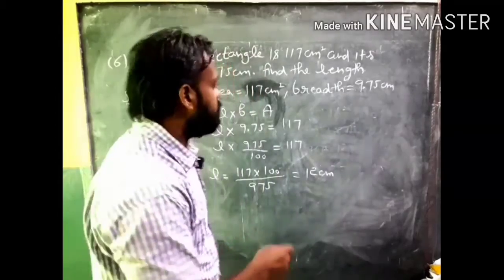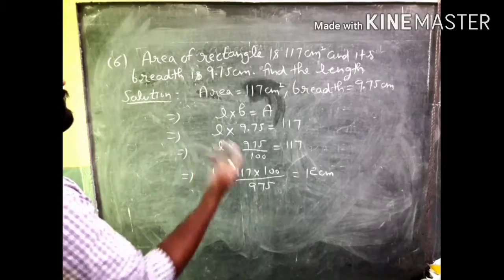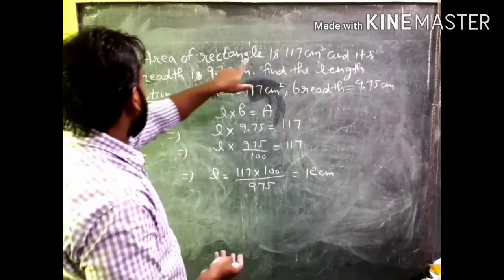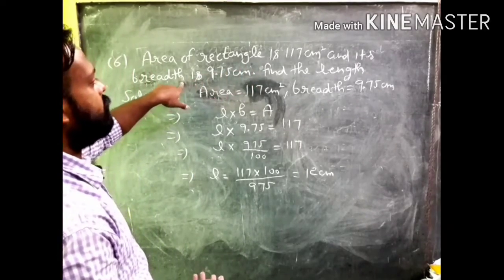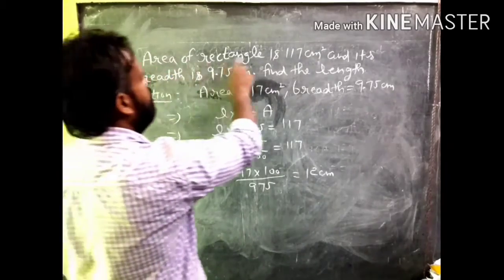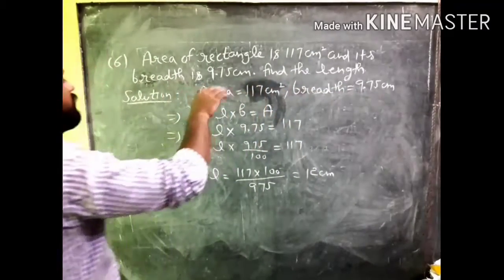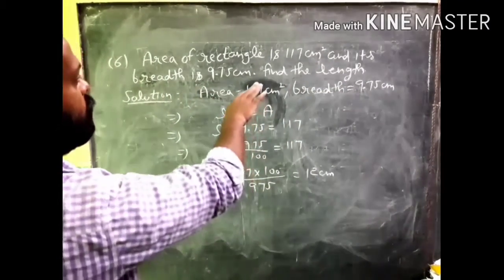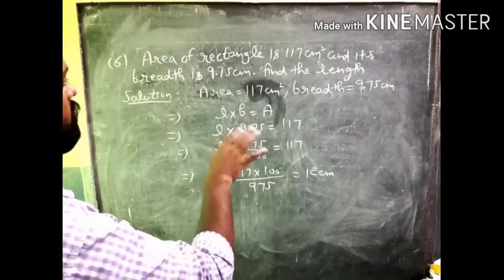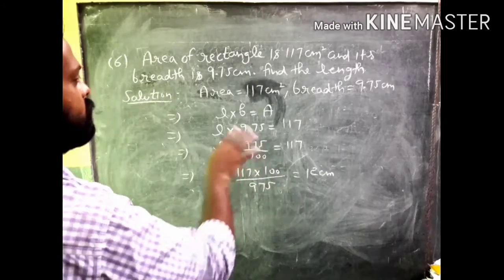Okay, now students, you can see the next sum, the sixth sum. It is also a very simple sum, because in this sum the area and one side, the breadth, are given to us. We have to just find out its length. The area of the rectangle is 117 centimeter square and its breadth is 9.75 centimeter. So we have to find out the length only. It is a very simple sum, but again I am solving it for you. First of all, you should try by yourself.